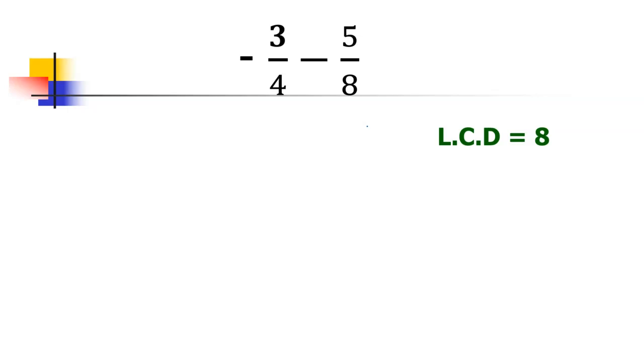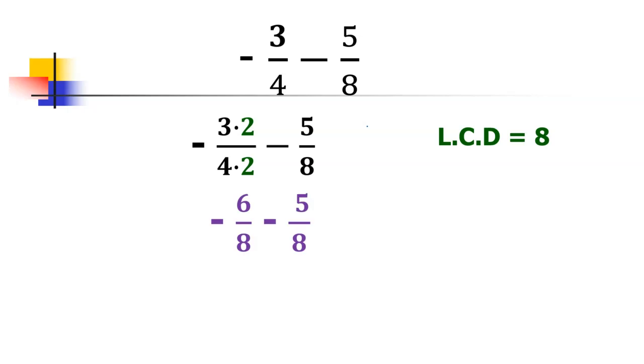Now in the second fraction, I already have 8. So the only thing I'm going to change is my first fraction. So look at the denominator 4. How do I change 4 into 8? I must multiply my 4 by 2. So the same thing I'm going to do on the top. So whatever you need to do in the bottom, to keep things consistent, you want to do the same thing on the top. So this will give me -3 times 2 will be 6, and denominator 4 times 2 will be 8. So this is how I get -6 over 8 minus 5 over 8.